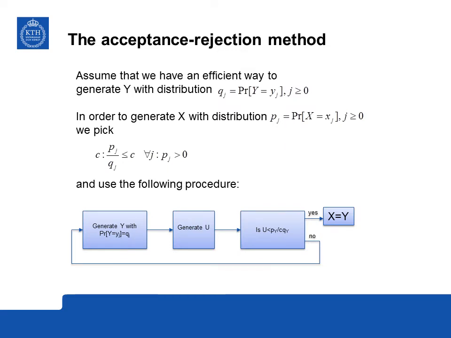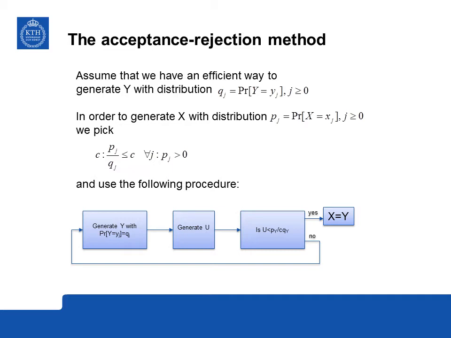The next method we're going to look at is the acceptance rejection method, or simply the rejection method. In this case, we assume that we have access to a random variable Y with some distribution q_j. That is very similar to the probability distribution of X, the random variable that you want to generate. We assume that this variable has the distribution p_j. And how do we do it? We pick a constant c with the property that the ratio between p_j and q_j for all j should be less than or equal to c.